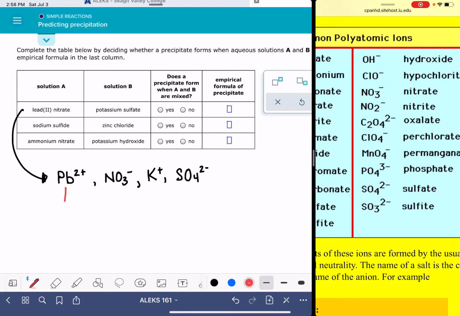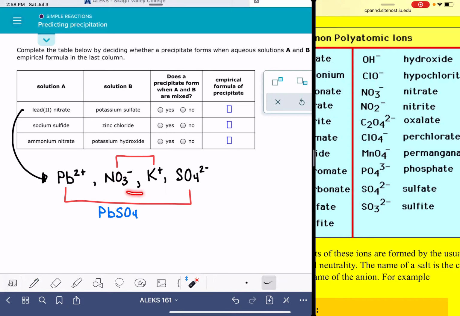So combining solution A with solution B gives me the possibility of combining the lead ion with the sulfate ion, and then my other possible combination would be potassium with nitrate. What I'm going to do is write out what that formula would look like. If I combine the lead with the sulfate, I've got a 2+ ion and a 2- ion. Those are going to come together in a 1-to-1 ratio, PbSO4.